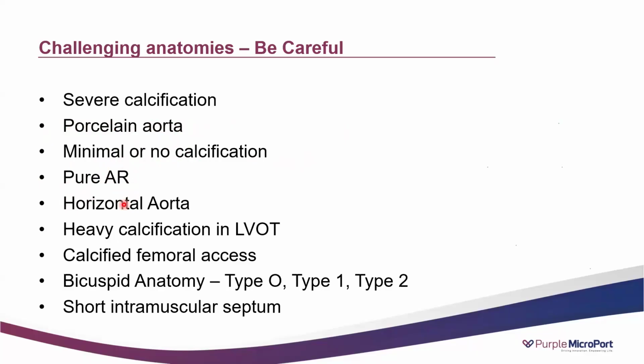Horizontal aorta we have already seen. Then heavy calcification in LVOT, because LVOT is your landing zone. If there is heavy calcification, again the valve may pop out or become constricted. Then you have calcified femoral vessels, bicuspid anatomy, and short membranous septum. I'll show these cases one by one. Let us discuss in detail.